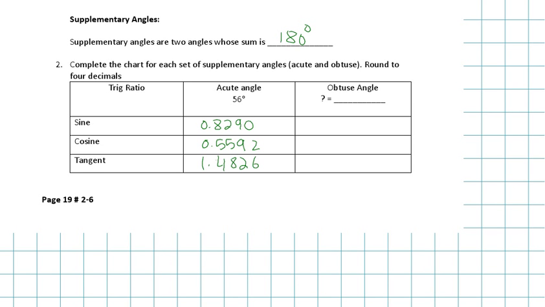124. So you do 180 take away 56, so that is 124. Now, if I want to find sine, cosine, and tan of 124, what would they be without using a calculator? What would be sine 124? 0.8290. How about cosine 124?